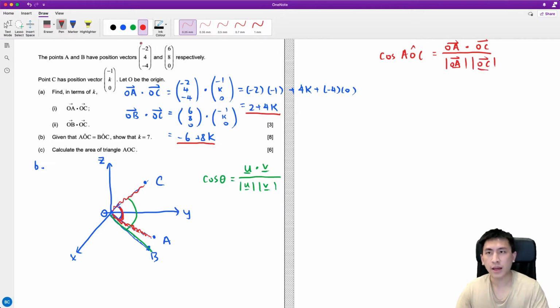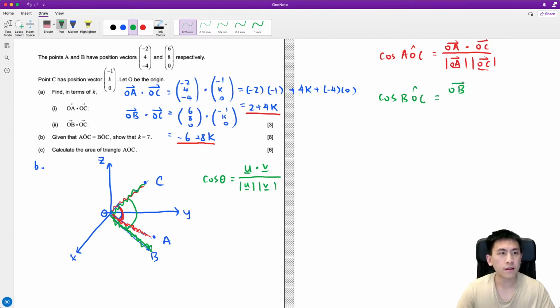And then the other equation you can do, of course, the green one is going to be OB, which is this, and OC as well. That means your cosine of BOC is going to look something very similar, which is OB dotted with OC, because they are the two lines that make up the angle, right? Over, of course, the mod of OB and the length of OC. There we go. So that would be how you do it.